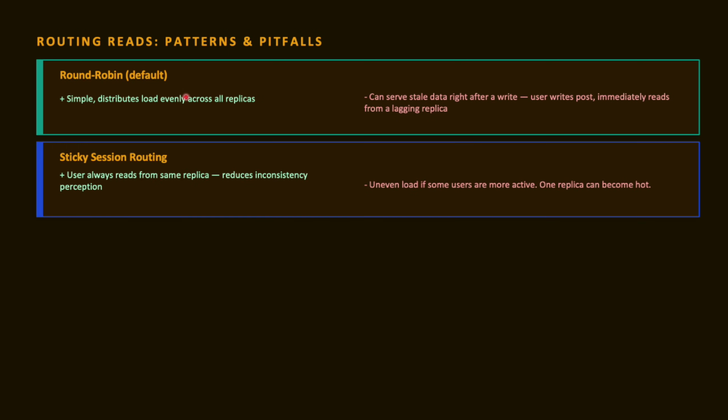And the next pattern that we have is sticky session routing. It routes all reads for a given user to the same replica. This reduces the chance of seeing stale data, but it means your most active users always hit the same replica, and potentially can create hot spots.